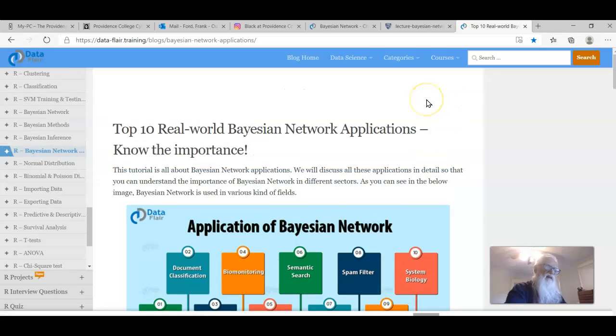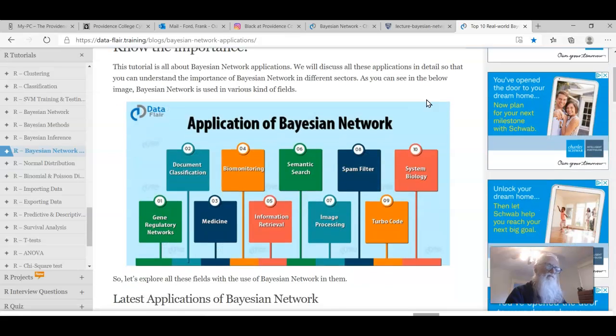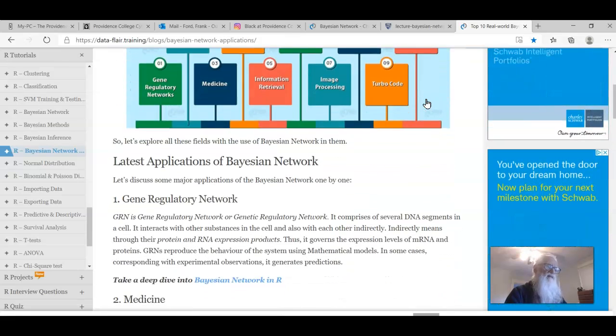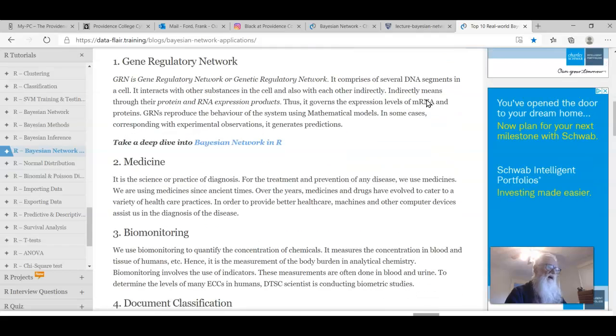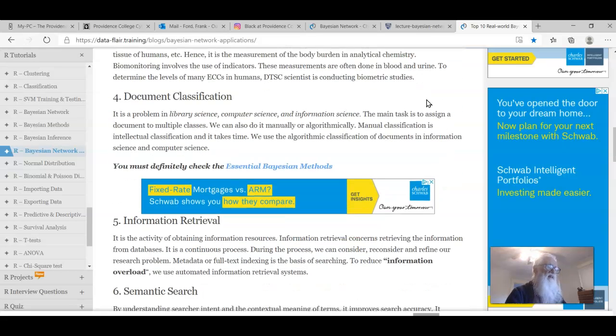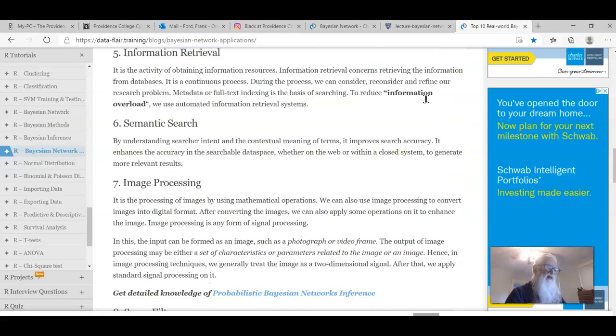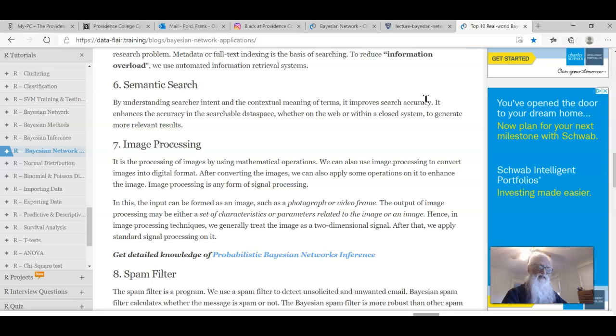Here are some of the applications of Bayesian networks. Gene regulatory, medicine, biomonitoring, document classification. That means things like determining if the email is a scam. Information retrieval, semantic searches, image processing. As you can see, there's a lot of real-world applications of this particular technique.